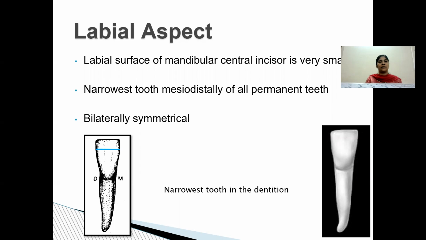First is the labial aspect. Labial surface of the mandibular central incisor is very small. Narrowest tooth mesiodistally of all permanent teeth. It is bilaterally symmetrical. So as we said earlier, it is the narrowest tooth in the dentition.